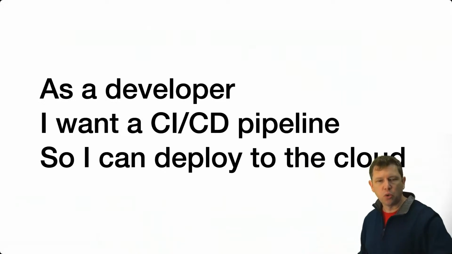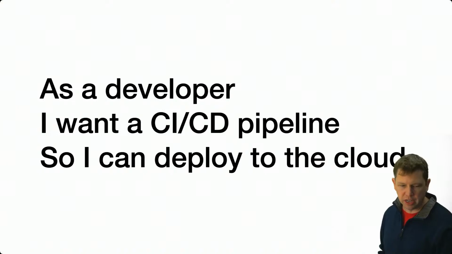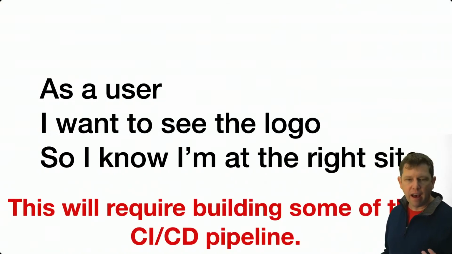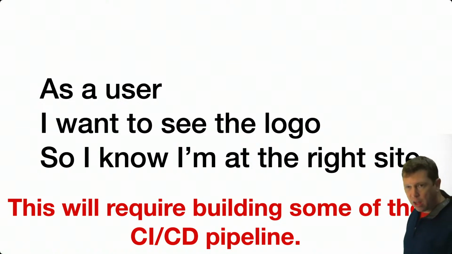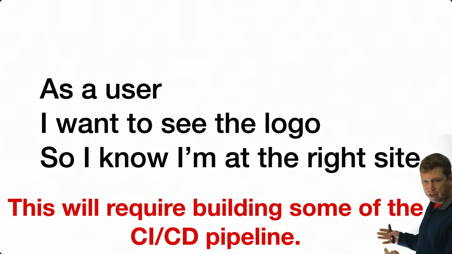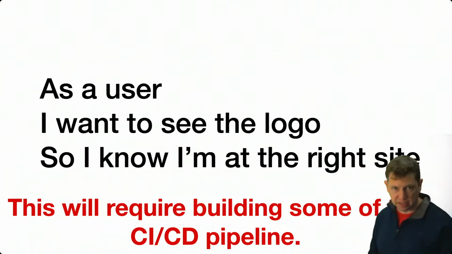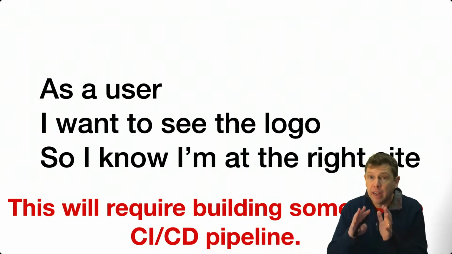So if we try to switch the story around from "as a developer, I want a CI/CD pipeline", let's think of something that the user needs. Well, as a user, I want to see the logo on the page so I know I'm at the right site. Well, if we have within our definition of done that things can actually be deployed all the way, then this will require building some piece of the CI/CD pipeline, just enough to deploy a page and a logo so you can see it. So it's very, very small.